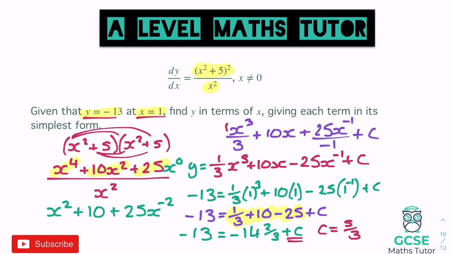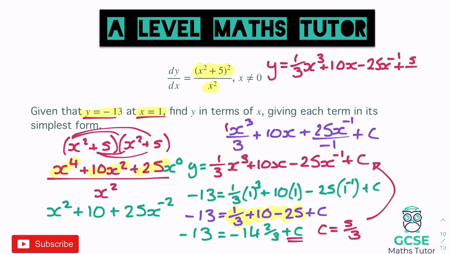And obviously to finish this off we just need to plug it back into the original equation up there for our value of c. So for our final answer here, let's just write this up here, we get y equals 1/3 x cubed plus 10x minus 25x to the minus 1, and then plus 5/3. There we go. And obviously you could write that as a decimal as well if you wanted, but when it comes to thirds I tend to just leave it as a fraction rather than having any recurring decimals in there. But there we go, there's our final answer, that's our final question, and there's an introduction to integration for you.